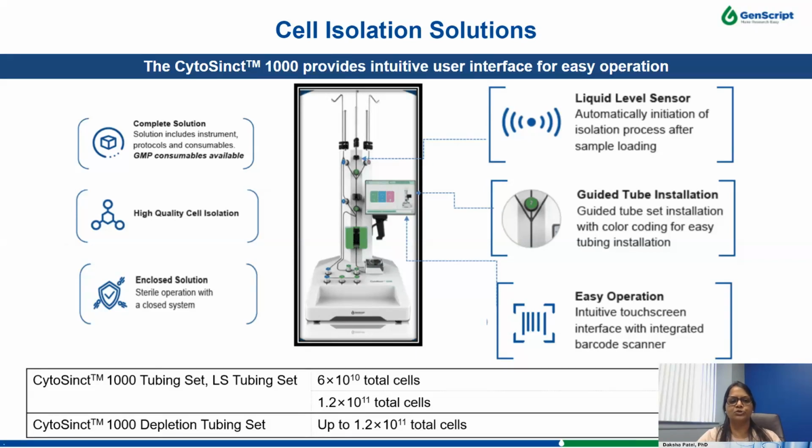And it is providing two different types of tubing sets. One is for isolation, another one for depletion. And within isolation, there are two different types of tubing sets, which allow you to purify two different numbers of cells, starting from 6 × 10^10 versus 1 × 10^10.